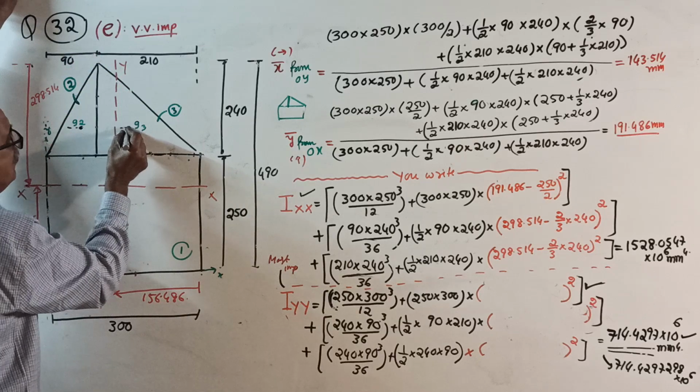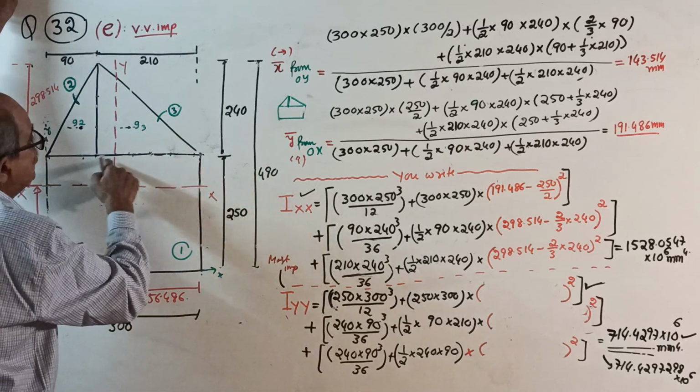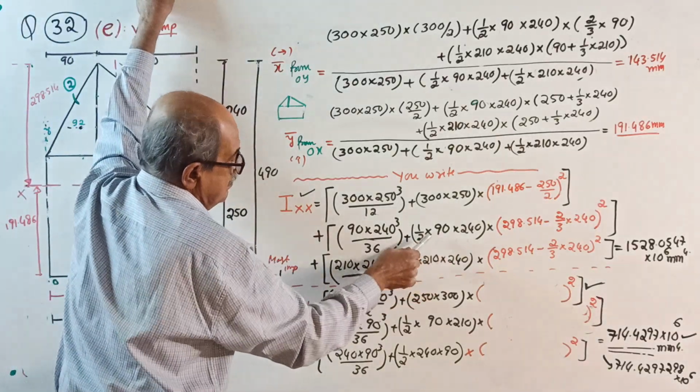Here, I about its own axis. 210 into 240 cube by 12. Where is it?